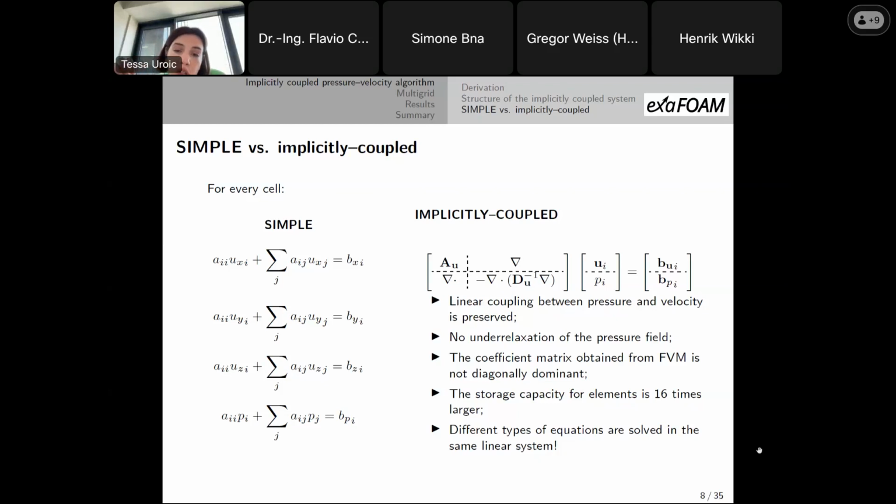However, we will store all of them. So in this case, even zeros are stored for block elements. And the biggest disadvantage regarding the linear solution algorithms is that we have different types of equations solved in the same linear system, meaning that choosing an optimal, read optimal as efficient and convergent, algorithm is quite challenging.